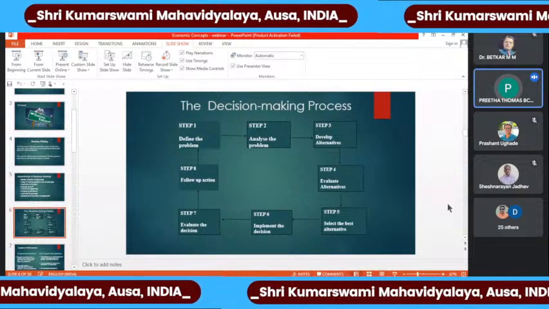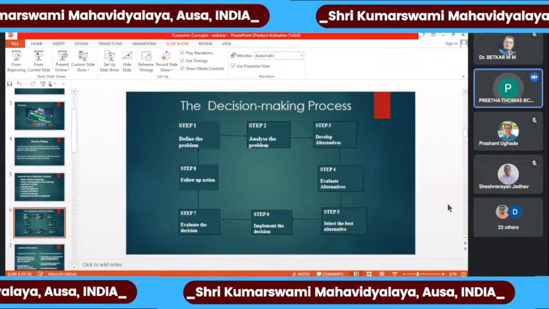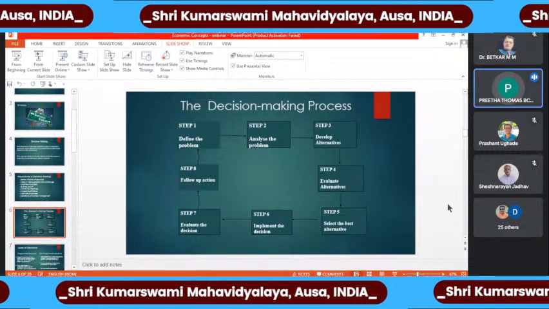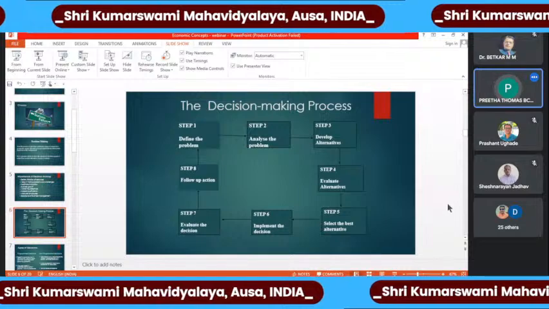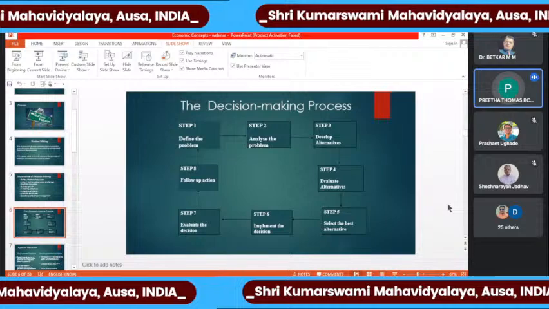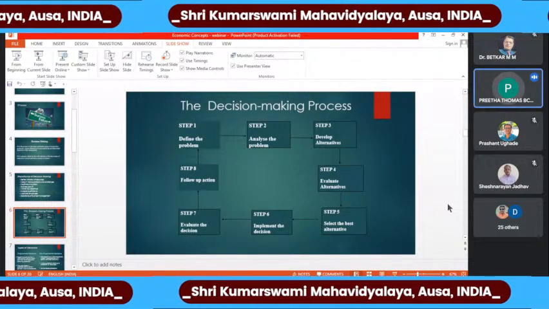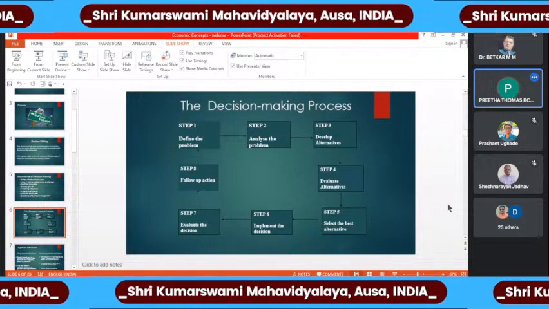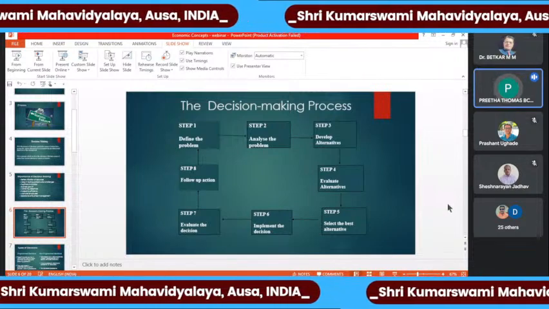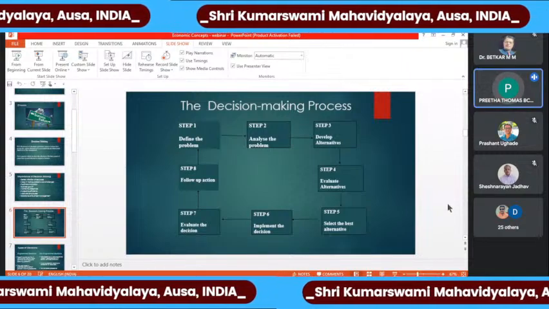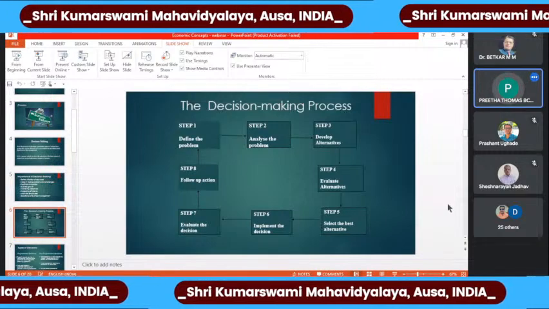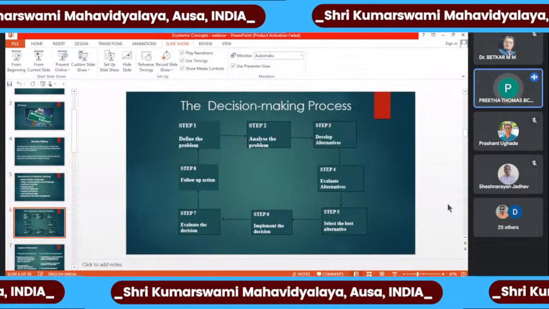If it is not properly identified, then the result will be wastage of time and energy, and the manager will answer the wrong question rather than the core problem. So define the problem, understand the problem, put it in black and white, then only you can start to analyze. A problem that is well defined is a problem that is half solved. So that is step number one in the decision making process.